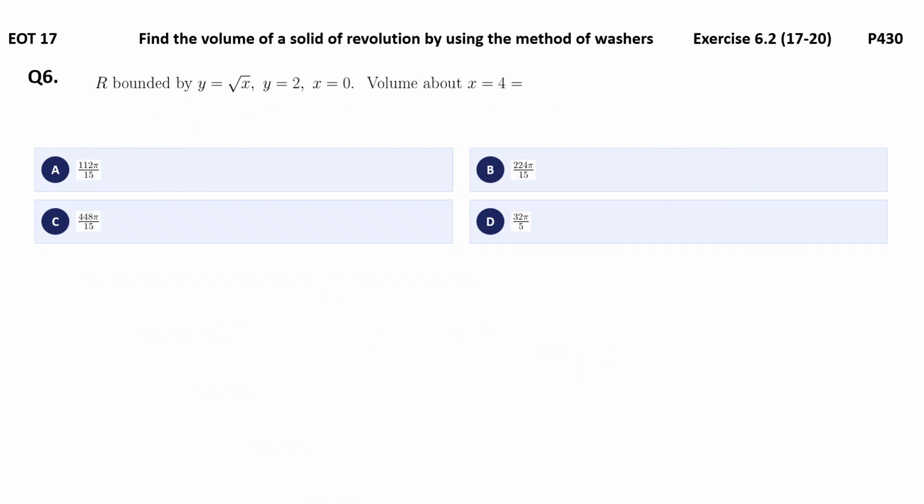Let's continue with question number 6. Here we focus on x equal to 4. When it is x equal to 4, it is parallel to the y-axis. So we focus on the variable y, and we are supposed to find the values of y. In the previous question, we found that it ranges from 0 to 2. Also, we notice that the x value is nothing but y squared, by squaring on both sides. Here it is x equal to 4.